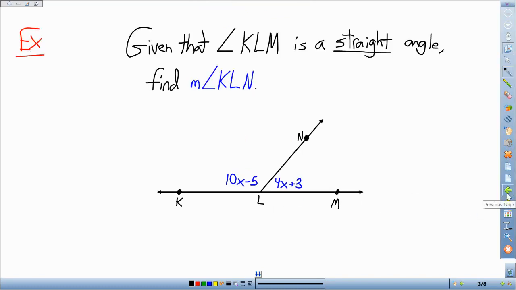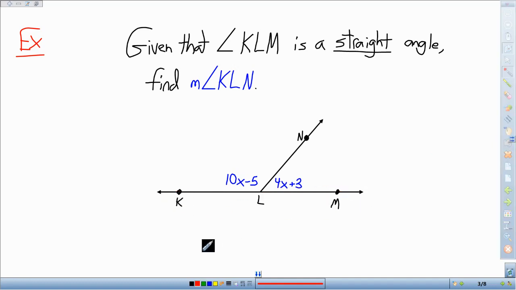So I'm going to have you guys try one. Actually, no, I got another example. We're going to try this together. So take a minute, copy this down. All right, so let's see. Given that angle KLM is a straight angle, find the measure of angle KLN. Let's break it down. They're telling us that the angle KLM, starting at K, going through L to M, is a straight angle. And really, they probably didn't need to tell us that in the directions. We can see that this thing is a straight angle, a flat line.